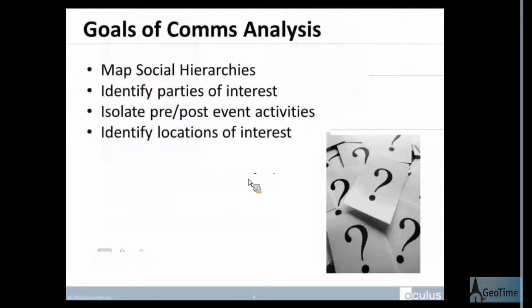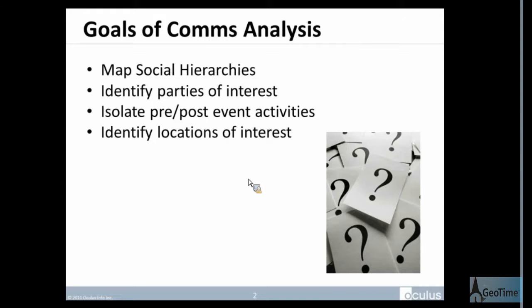Some of the things that we look for are the ability to look at social hierarchies, looking at the structure of groups. We want to look for identifying different parties of interest. Perhaps it's parties that are known to us, unknowns. Looking at pre and post-event activities, so to look at what kind of communication happens before an event and what kind of communication happens after an event, which can definitely reveal some insight into activities that have taken place. And then finally, identify locations of interest. So looking at different locations and how that affects the communication that happens at these locations.